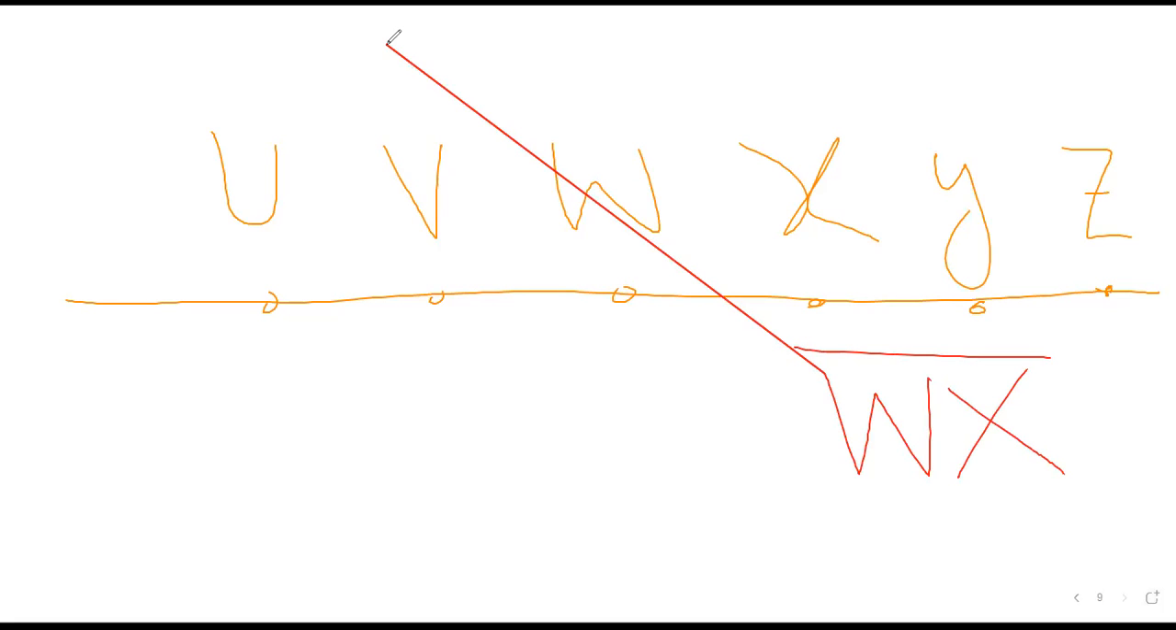The choices are, this time I will have to read the choices. First is UW, just note it down. Second ray is VZ. Next one is YV. Fourth one is YZ. And the last one is ZV. So which one does not contain WX?